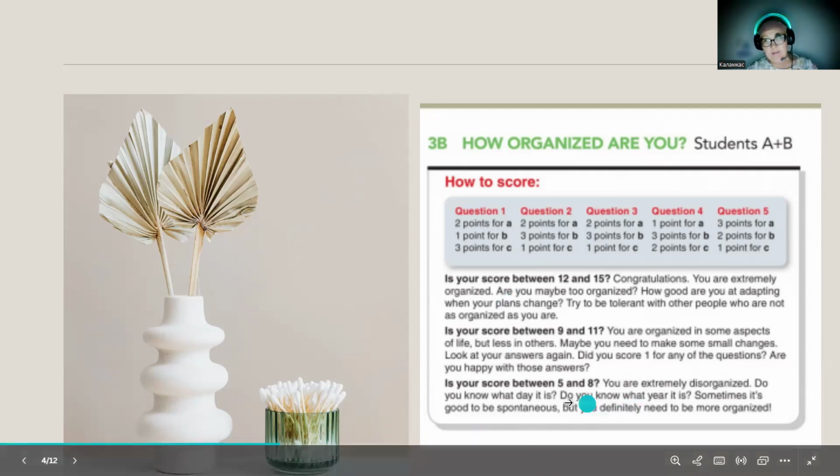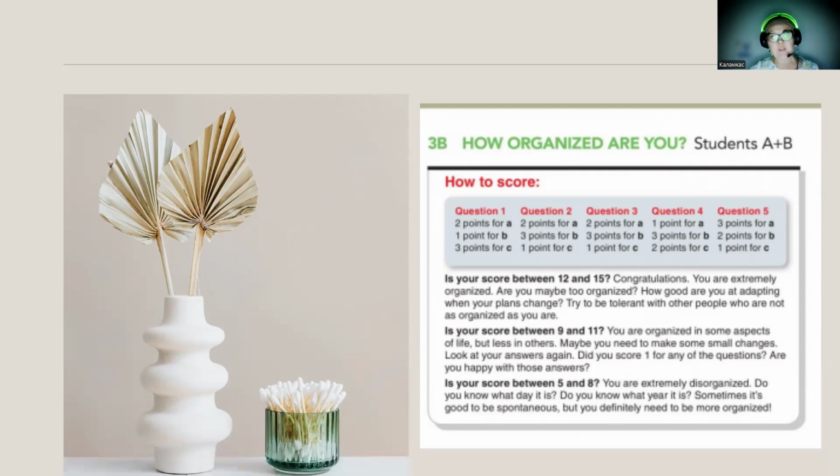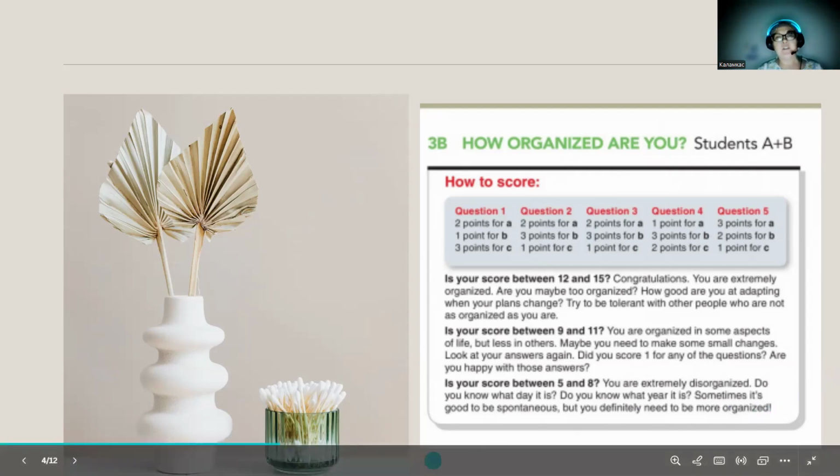Oh my God. Is your score between 5 and 8? You are extremely disorganized. Do you know what day it is? Do you know what year it is? Sometimes it's good to be spontaneous, but you definitely need to be more organized. Thank you. I know that I'm disorganized and I have to be more organized. Yes, I agree.